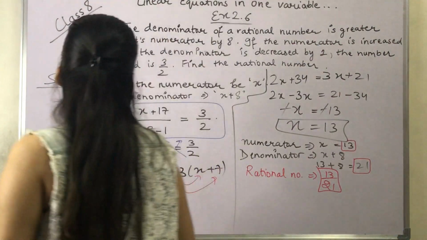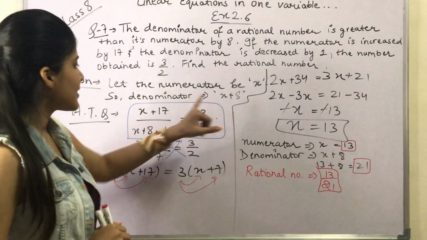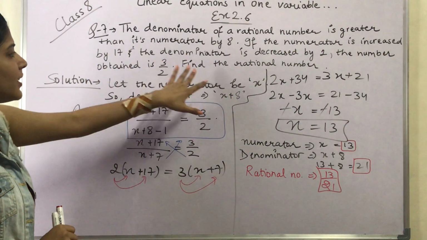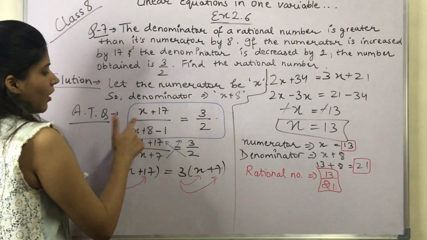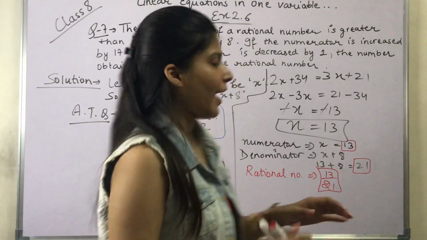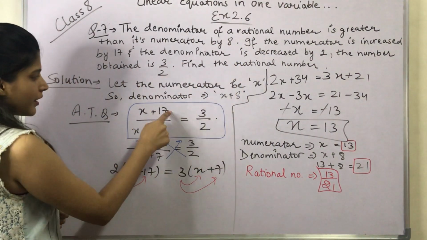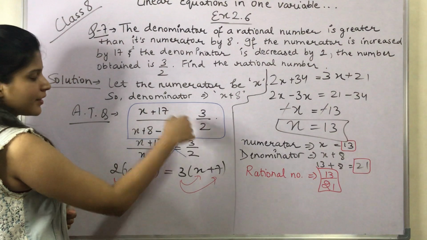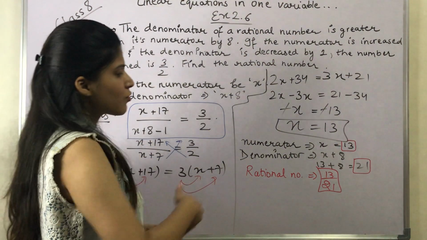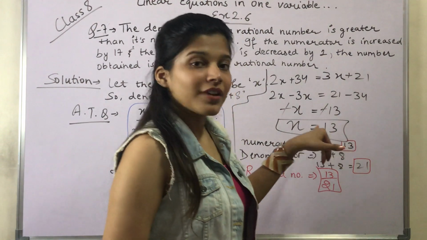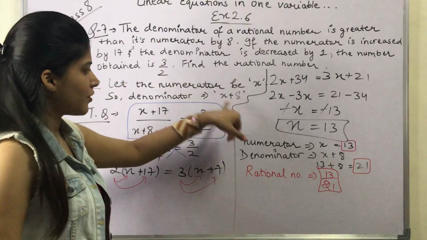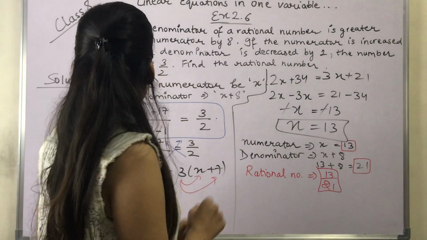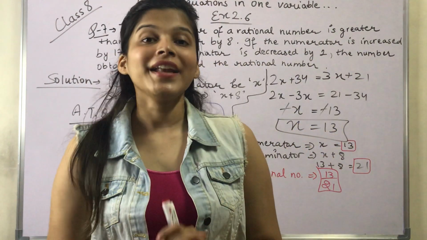So हमने क्या किया children? We let numerator be x and denominator will be x plus 8. ये भी question में given था. After that we read the statement and we did the formalities according to the statement. x numerator में 17 add करना था, कर दिया. denominator में से 1 minus करना था, done. Then that was equal to 3 upon 2. ये भी given था. Then we used cross multiplication and solved and found the value of x. And then the numerator was 13 and the denominator was 13 plus 8, that is 21. So this was our question number 7 of exercise 2.6.